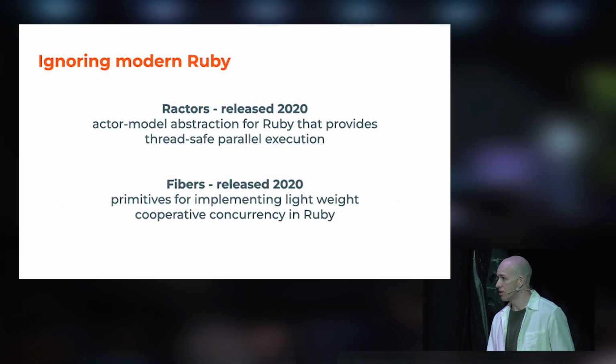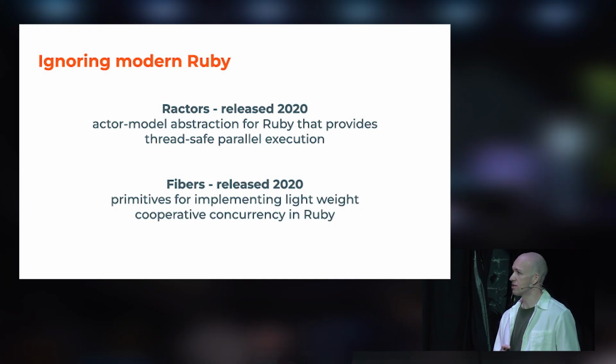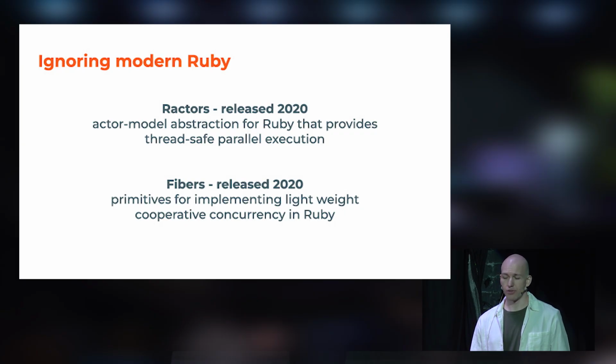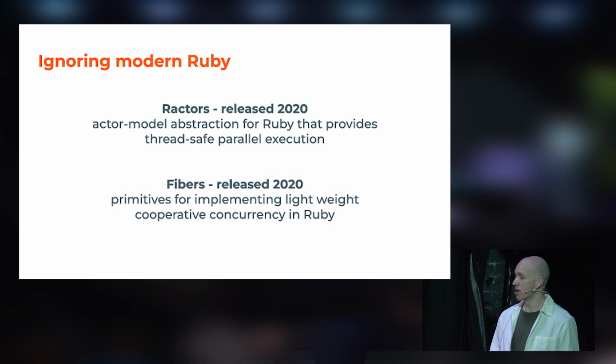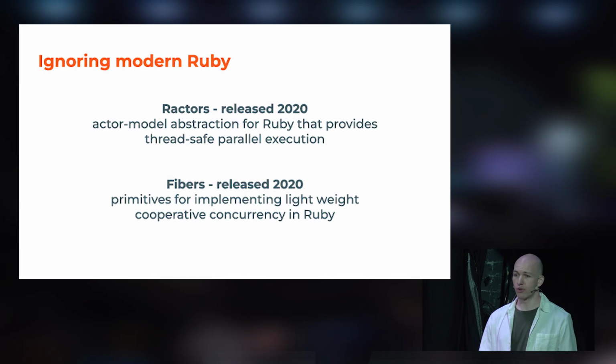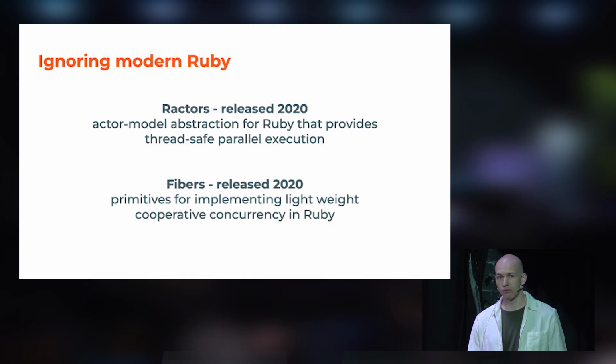The last issue I want to briefly touch on is its ignorance of modern Ruby. The Ruby core team does a fantastic job improving the language, and I think it's a shame that some of their efforts are being ignored inside the community. For example, Ractors, an abstraction that provides true parallel execution without the burden of the global interpreter lock. Completely ignored.